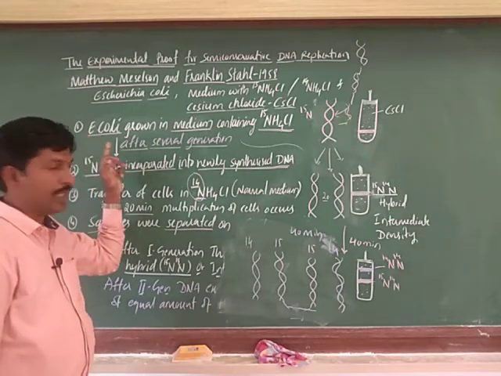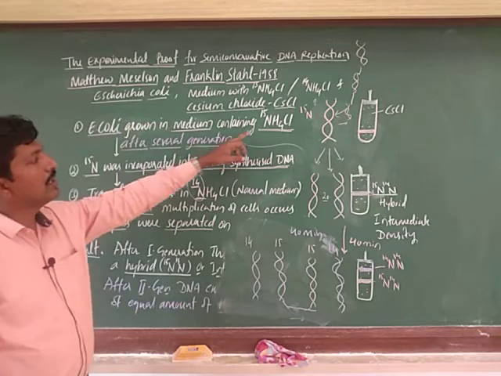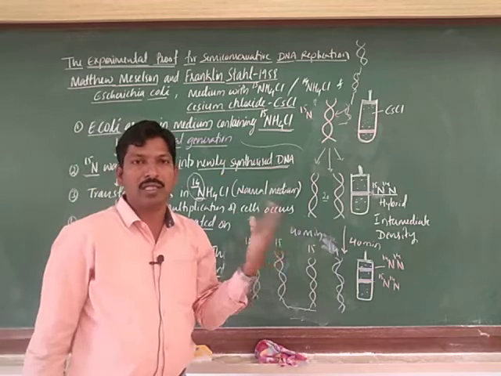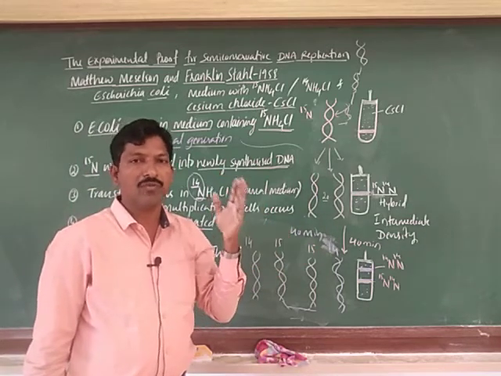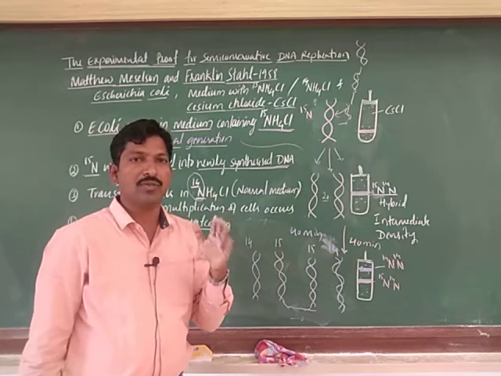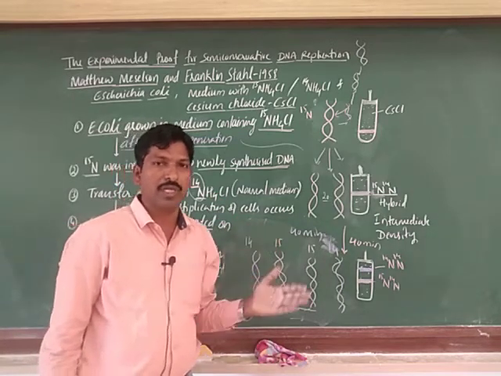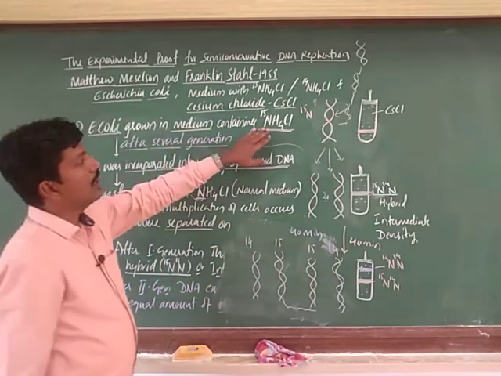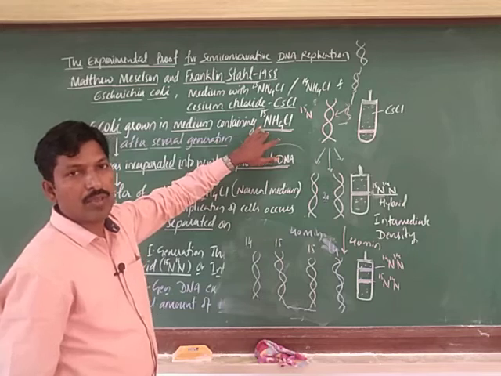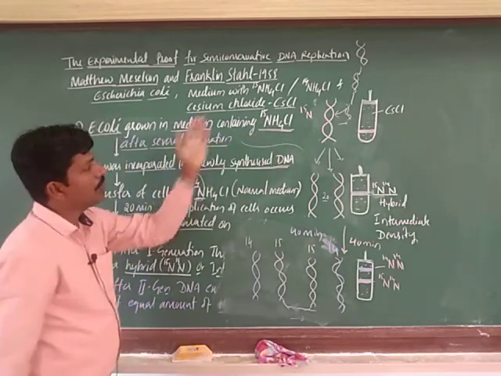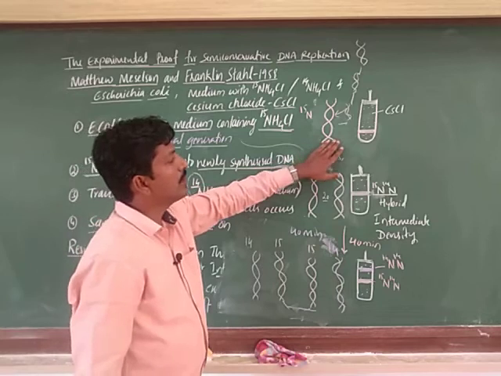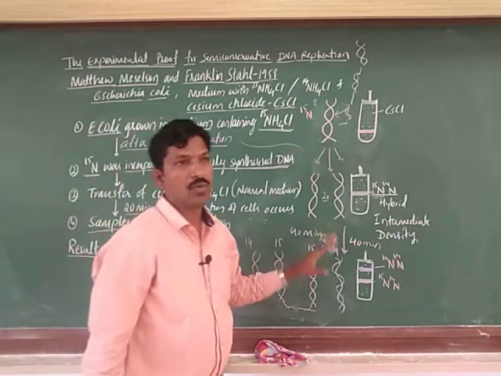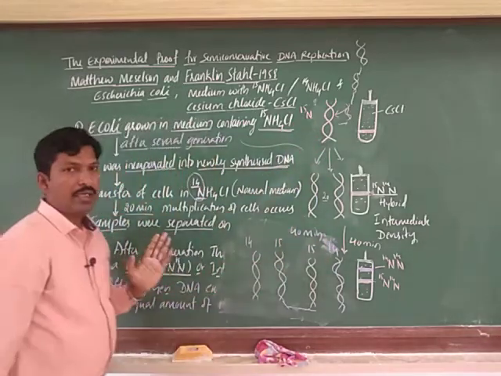growing the E. coli in a medium; previously it was normal, and that bacteria's DNA had N14, nitrogen 14, which is not the isotope, that is normal DNA, right, normal nitrogen. After that, when grown in the isotope-containing medium, the DNA is completely converted into heavy DNA, a heavy molecule. Based on this density they conducted the experiment, not by radioactive isotope.